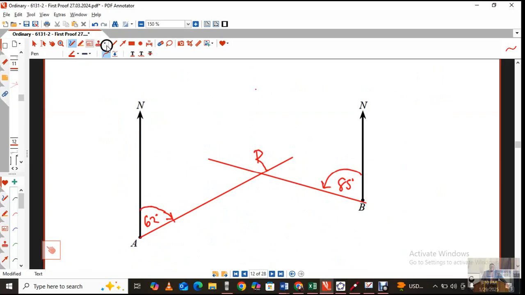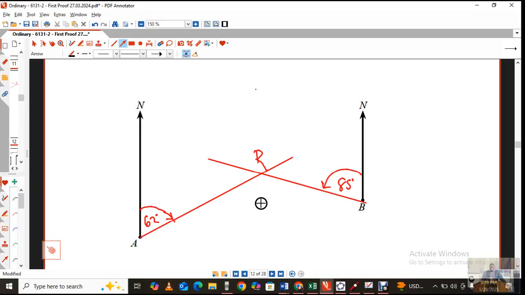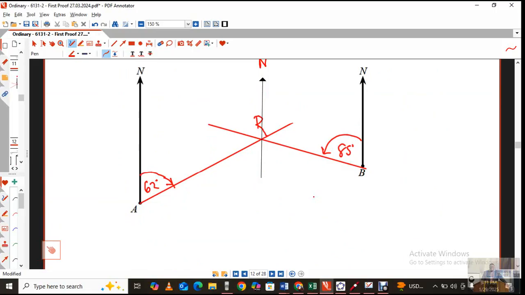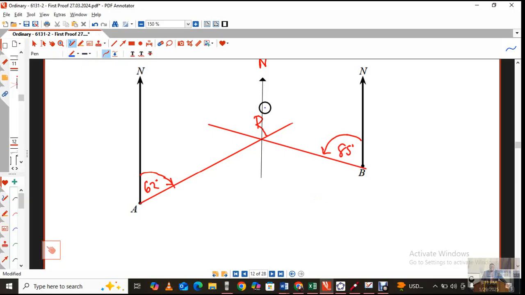I'm going to draw another sort of a, I'm going to bring in another parallel line like so, okay, north line, so that is going to be my north line. You can put this as your north line, right? And if they ask you questions like find the bearing of A from R, so you have to go to R. What is the keyword? You go to R and you start at the north line, you go clockwise.